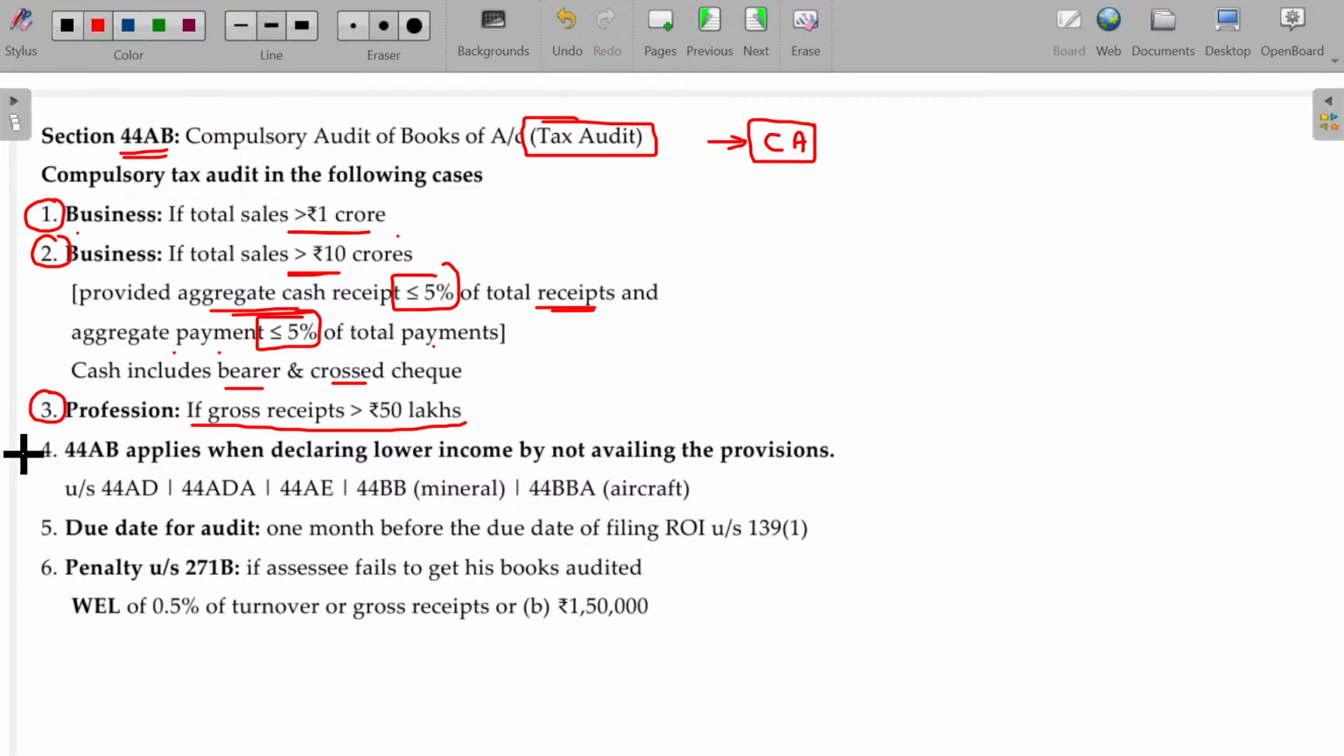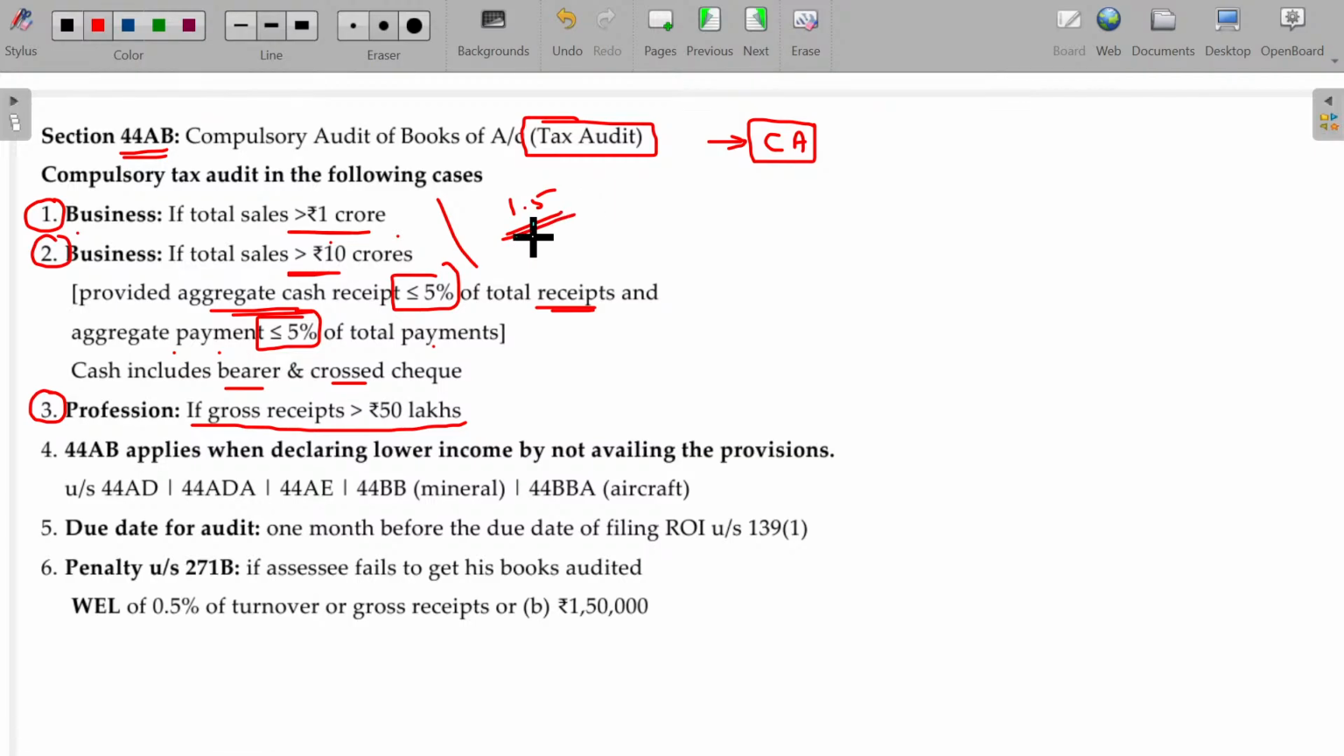Now, in case my income is not 1 crore, sir, 1.5 crores, do I have to get my books of accounts audited, sir? Yes. Don't I get some excuse, sir? Okay, I'll give some options for you.